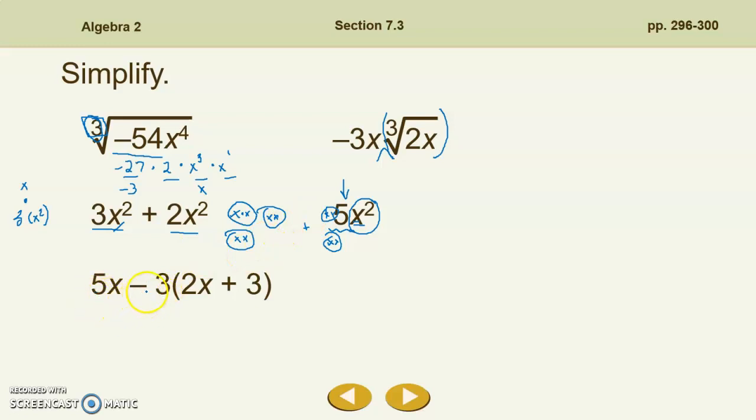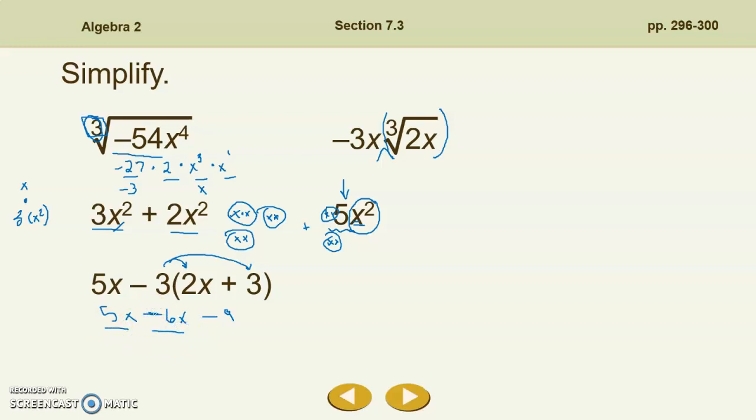5x minus 3 times 2x plus 3. Well, hopefully you said we would distribute, right, to get rid of those parentheses. So we have 5x minus 6x minus 9. And then what would we do? We would combine the 5x and negative 6x, because those are like terms.